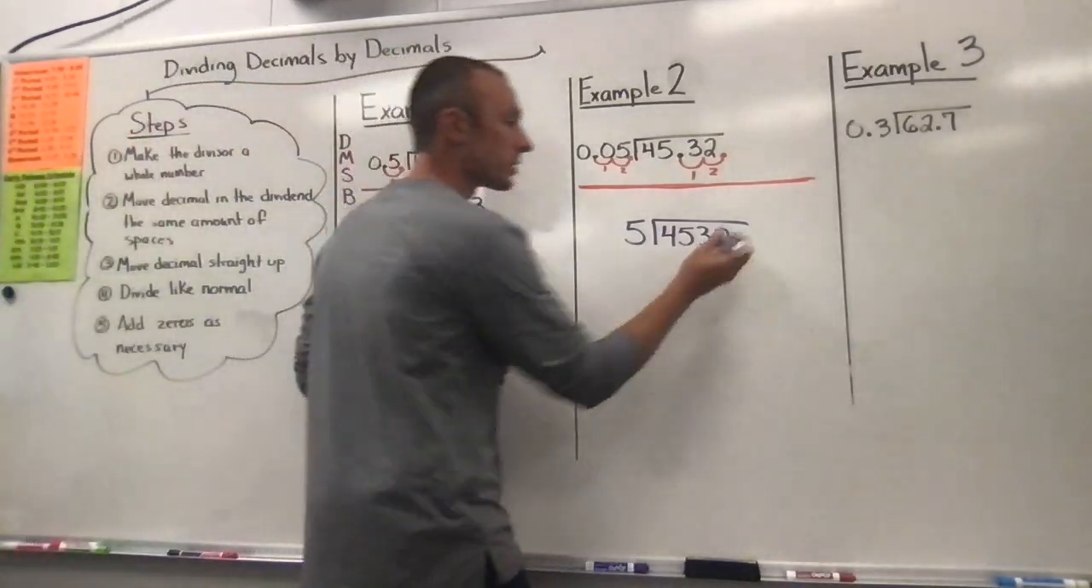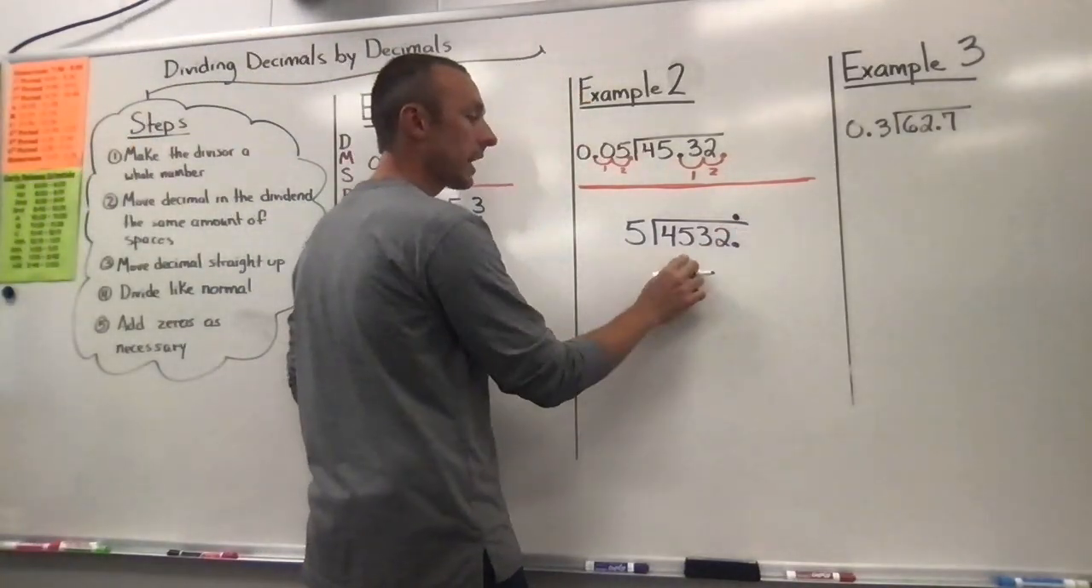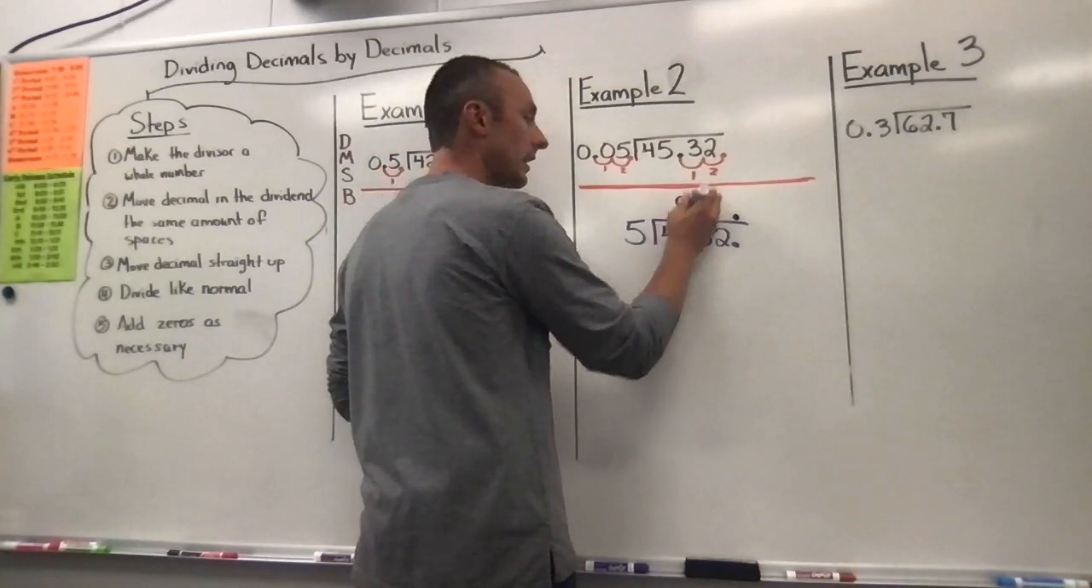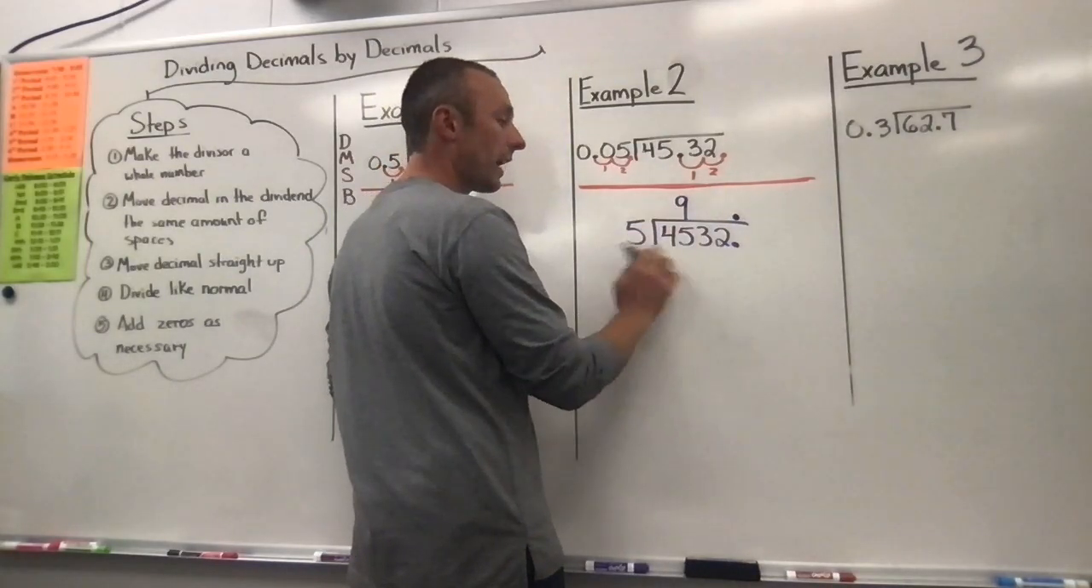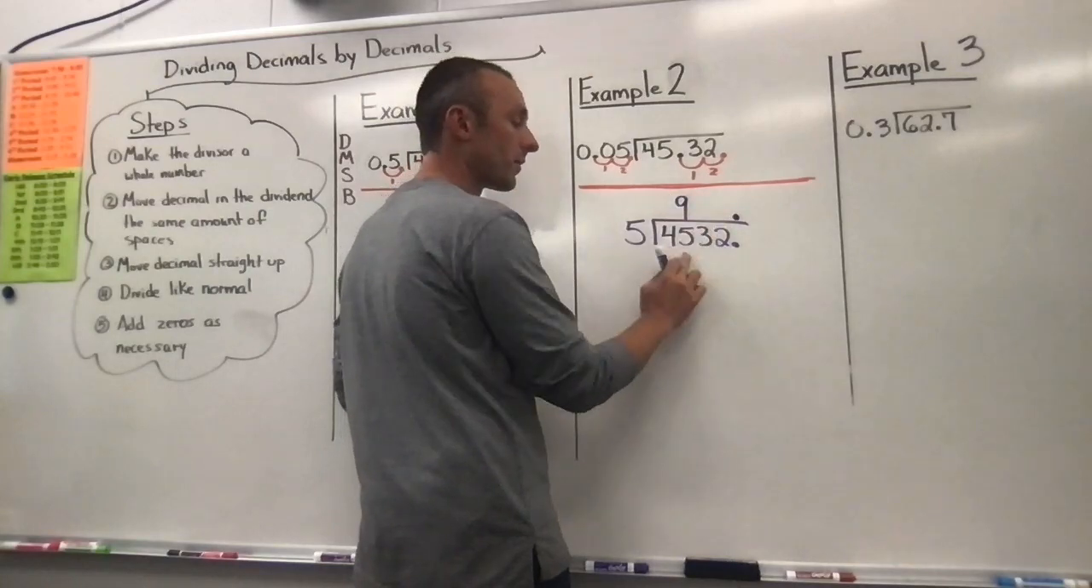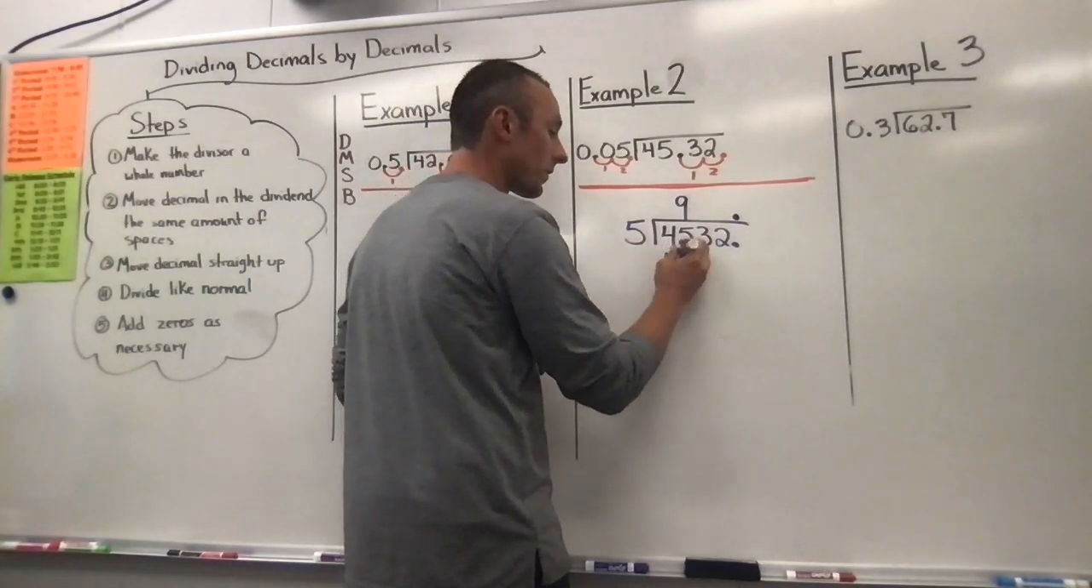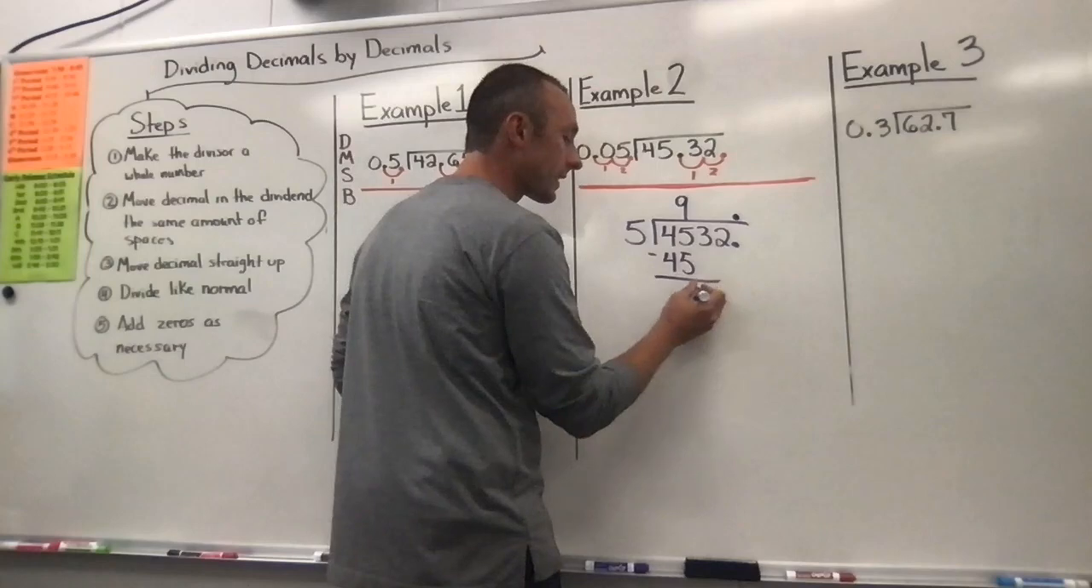Now I bring my decimal point straight up. 5 can't go into 4, so I write nothing above the 4. 5 goes into 45 9 times, so I write the 9 above the 5. 9 times 5 is 45. I subtract to get 0.